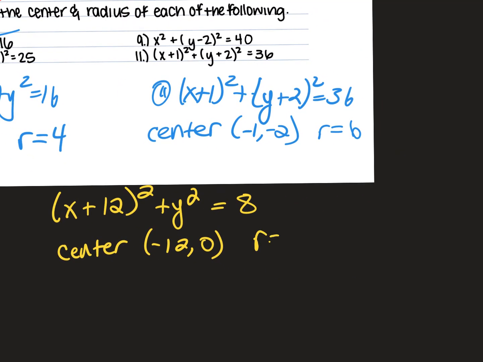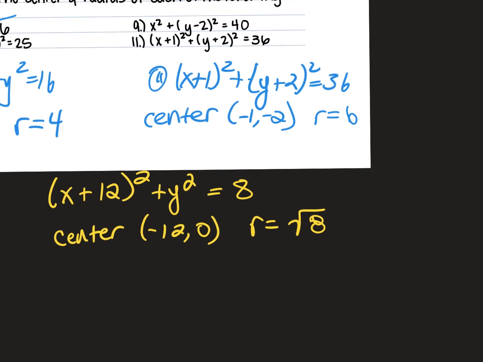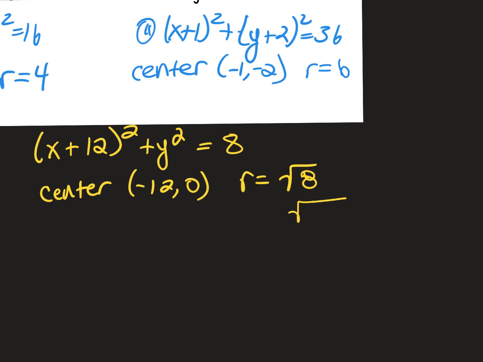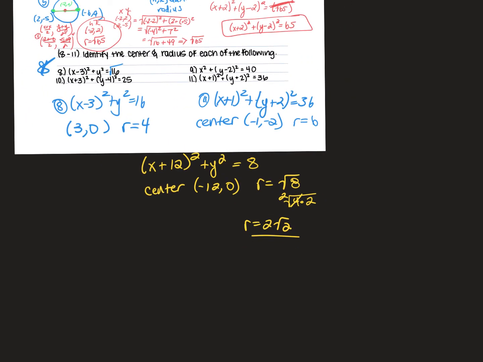What's my radius? Do you guys agree with me that the radius is the square root of 8? Yeah? Is that simplified? No. I would have to break this down, and the square root of 8 is the same as the square root of 4 times 2, right? So which one's a perfect square? 4. So the perfect square comes out, and my radius here would be 2 root 2. Make sure you guys pay attention to that. You always want to make sure that you simplify completely. Questions?